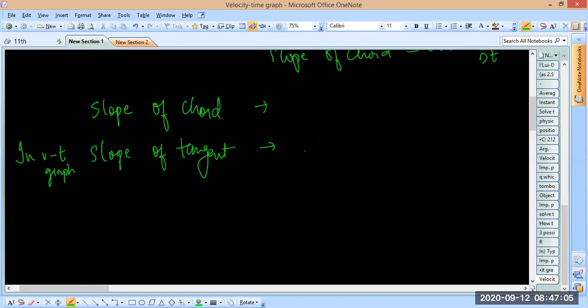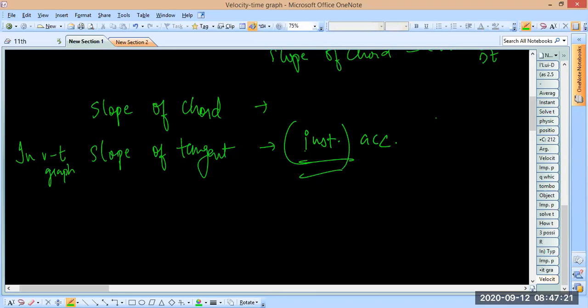It gives us instantaneous acceleration, but it's okay even if you don't say this. So acceleration. Clear? So you should remember this.